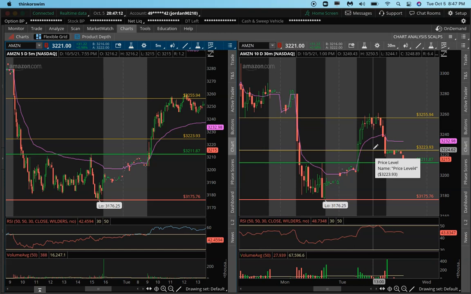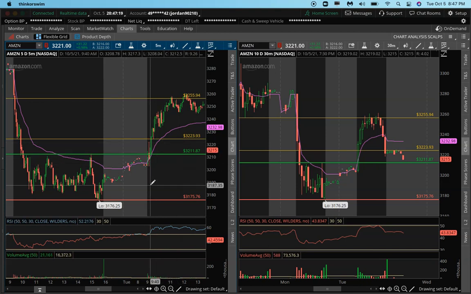So this was a great scalp going to the upside. You could have made a lot of money in a very short amount of time if you just followed the plan. So I really hope you guys understand this breakdown of Amazon, and now I'm going to go into Affirm.